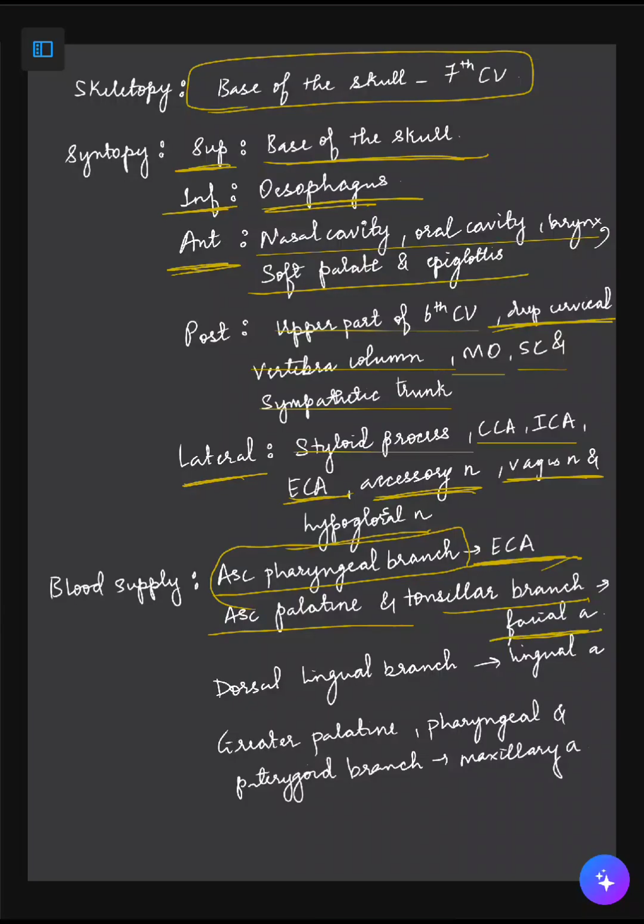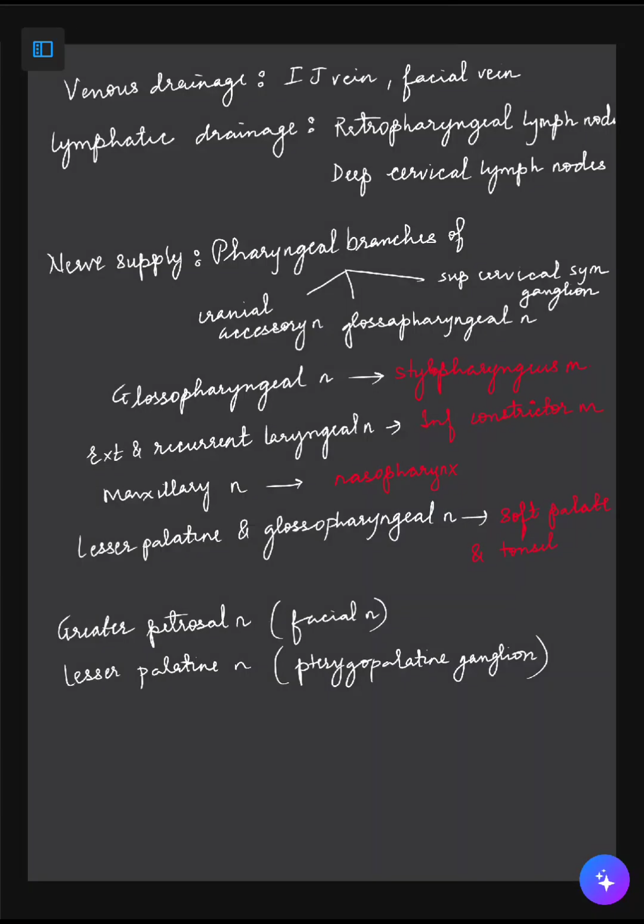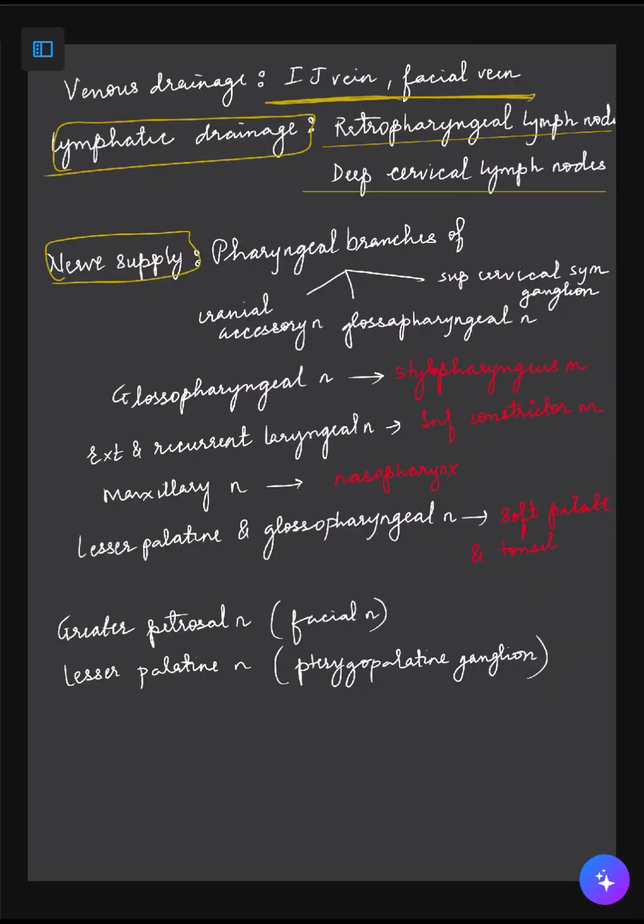Blood supply is the ascending pharyngeal branch of the external carotid artery, ascending palatine and tonsillar branches of the facial artery, and dorsal lingual branch of the lingual artery. Then greater palatine, pharyngeal and pterygoid branches of the maxillary artery. Venous drainage: internal jugular vein, facial vein. Lymphatic drainage: retropharyngeal lymph node, deep cervical lymph node. Nerve supply is the pharyngeal branch of the vagus, accessory nerve, glossopharyngeal nerve, and superior cervical sympathetic ganglion.